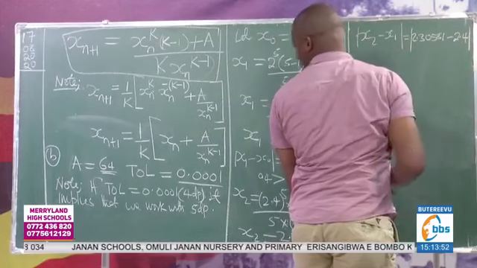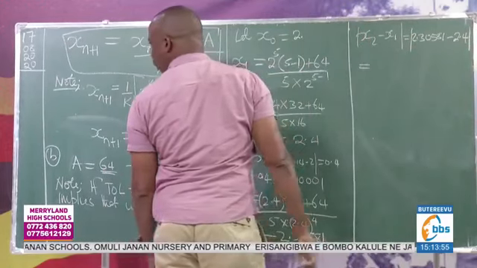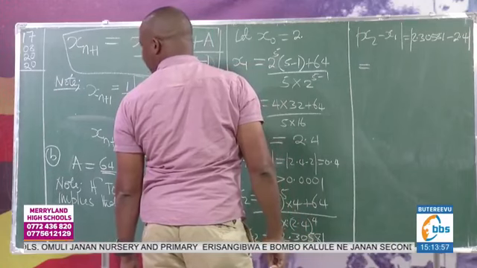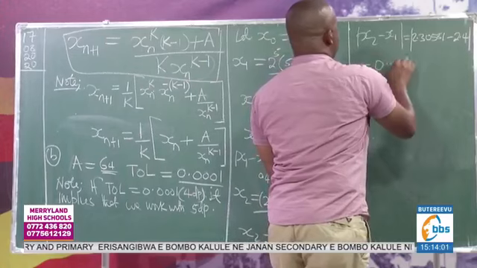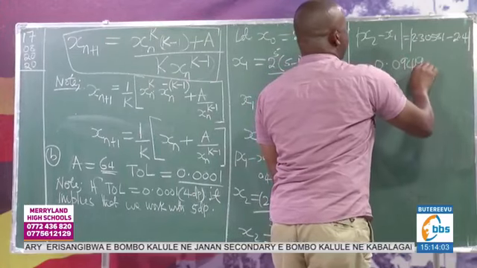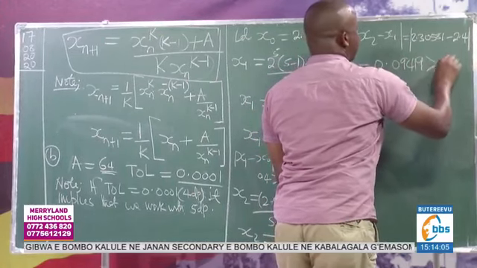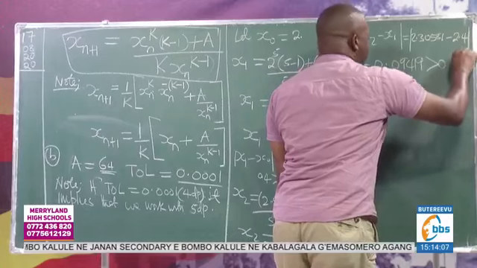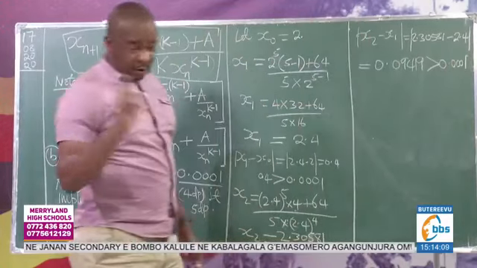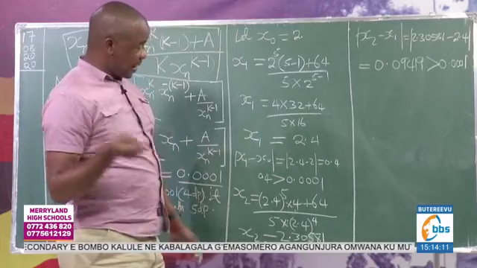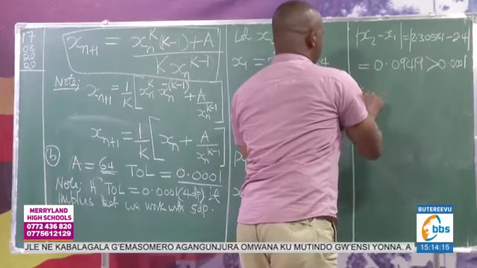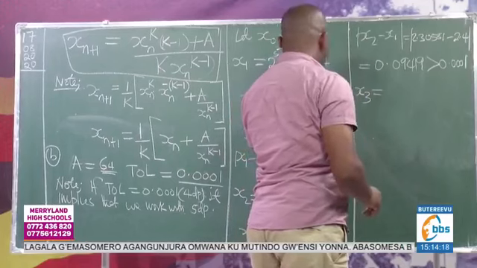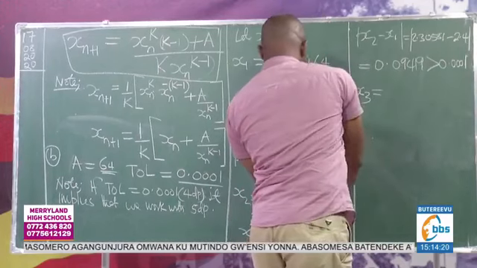The value we get here will be 0.09419, which is still greater than this value. That still emphasizes that we need to take another iteration to look for x3.